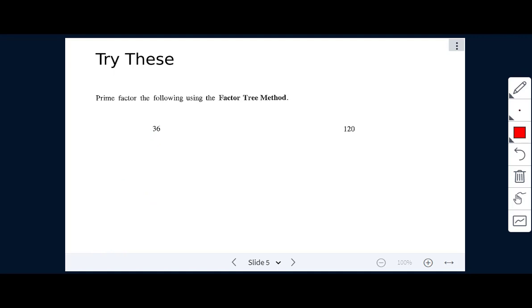Okay, so we're going to try prime factoring 36 with two different numbers. Let's try 6 times 6. So 6 times 6 gives me 36. I can continue to factor 6. It's 2 and 3 to give me 6, and then 2 and 3 to give me 6. And now these are all prime numbers here, so we still end up with the same answer, 2 times 3 times 2 times 3 to give me 36.